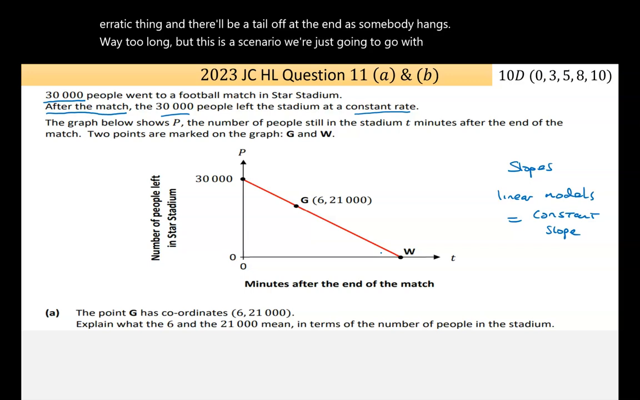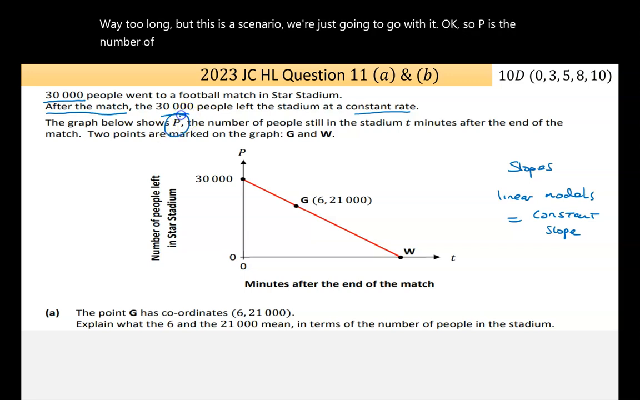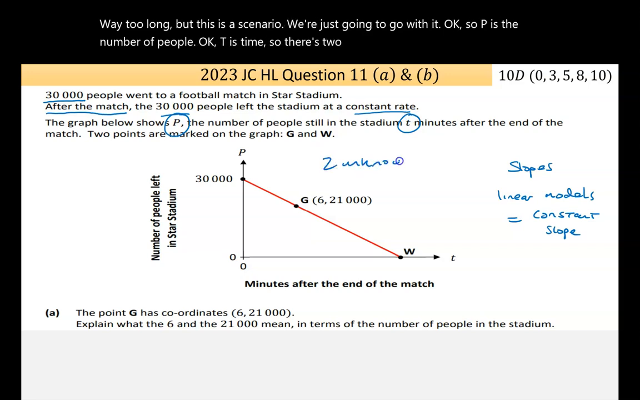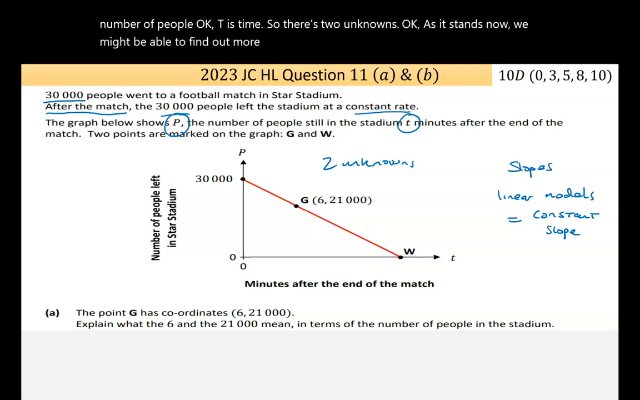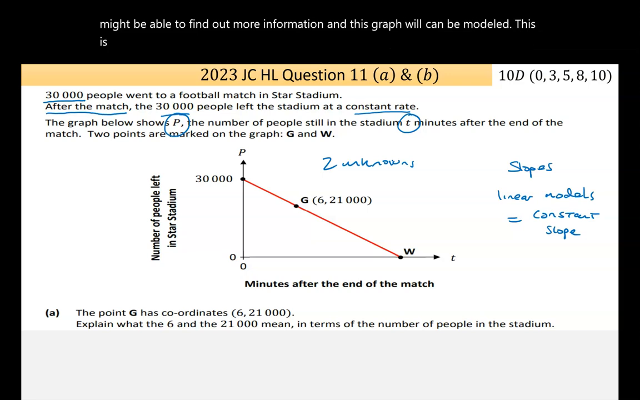So P is the number of people. T is time. So there's two unknowns as it stands. Now we might be able to find out more information. And this graph can be modeled. This is a graphical model, but can be modeled mathematically with a linear equation.